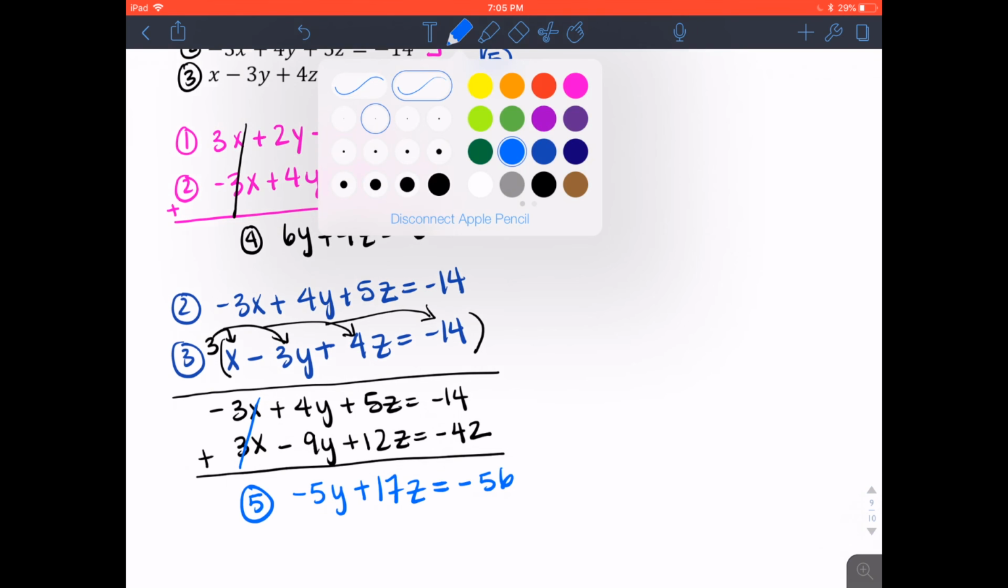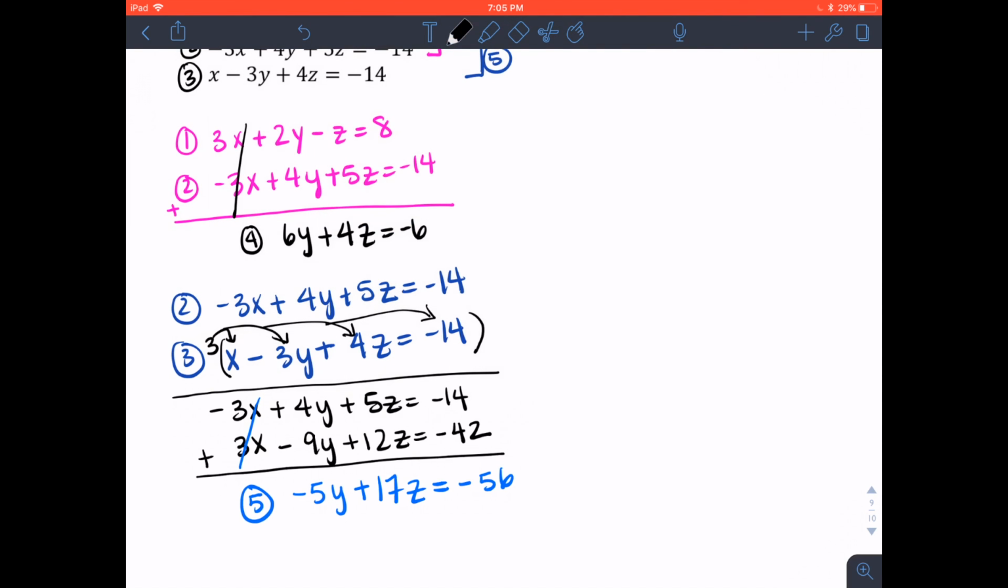Once you get equation 5 and 4, that's when you pair up those two equations. So up here, I'm going to rewrite what equation 4 and 5 are.